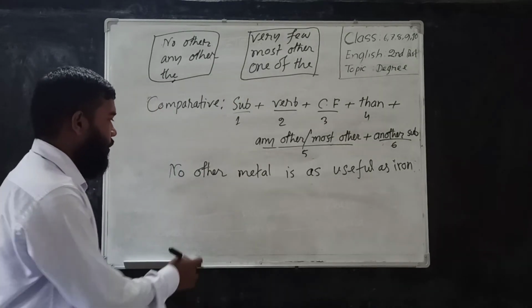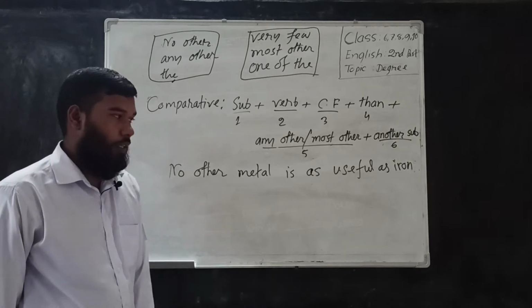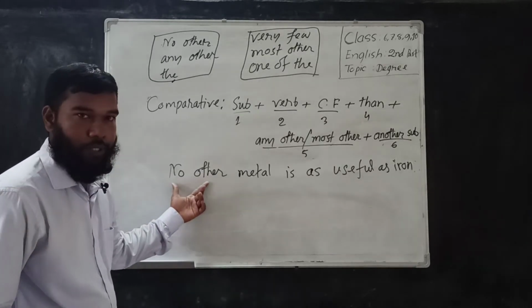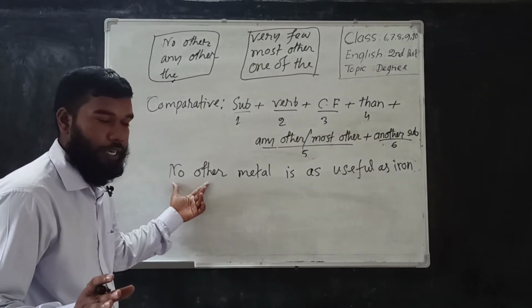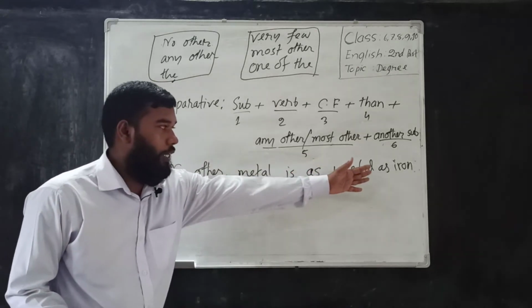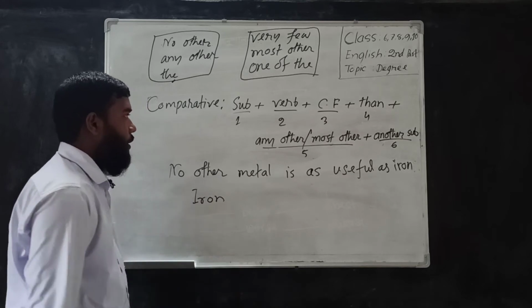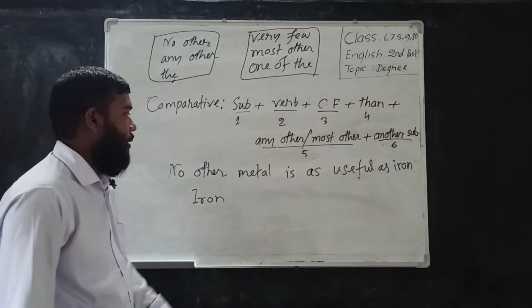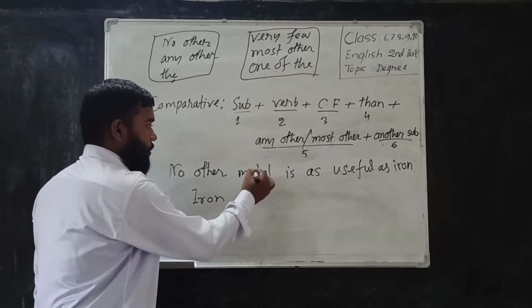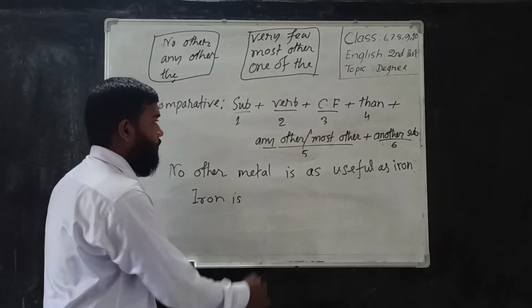First step, subject. Let's see, is there any subject at the beginning of the sentence? No, there is no subject at the beginning of the sentence. Then we have to take the last one, iron. Iron, subject. First step complete, second is verb. According to subject, iron, we have to take verb is.